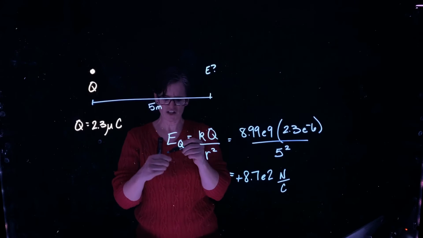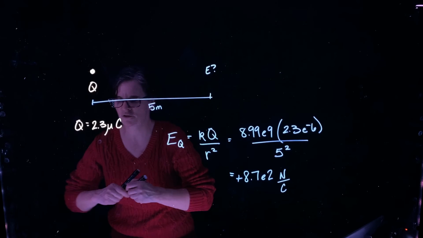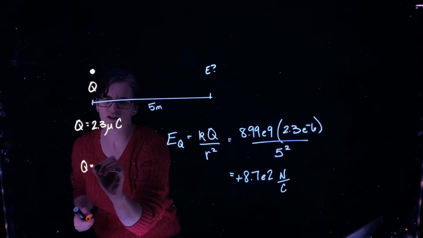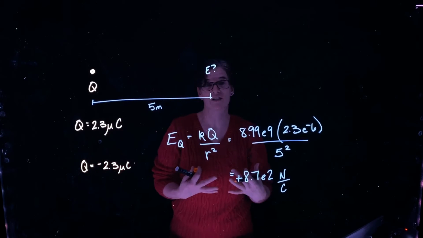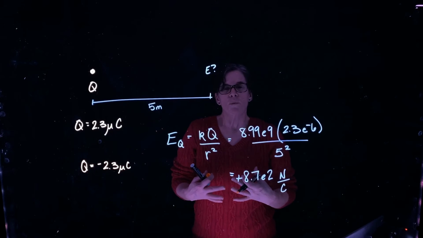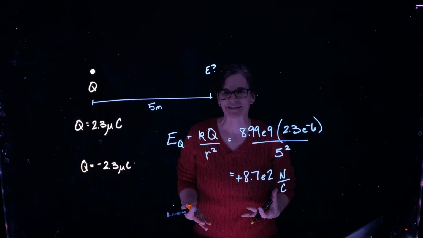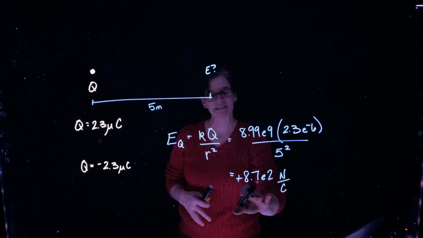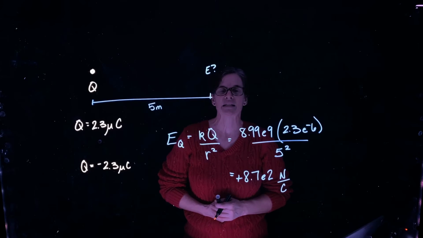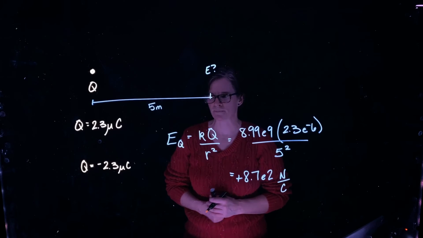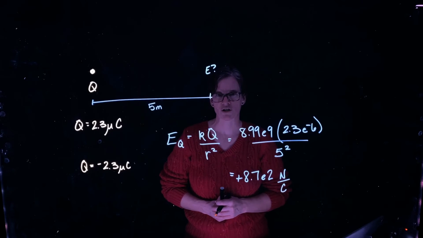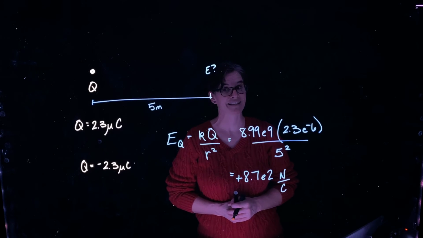Okay, well, what if I changed it? What if I said, how would the electric field change if instead Q is equal to negative 2.3 microcoulombs? So it's not a positive charge, it's a negative charge. Well, the strength of the electric field isn't going to make a difference. It's going to be the same. We're still going to have 8.7 times 10 to the second newtons per coulomb, so 870 newtons per coulomb, even with a negative charge. But the direction of that field is going to be different.